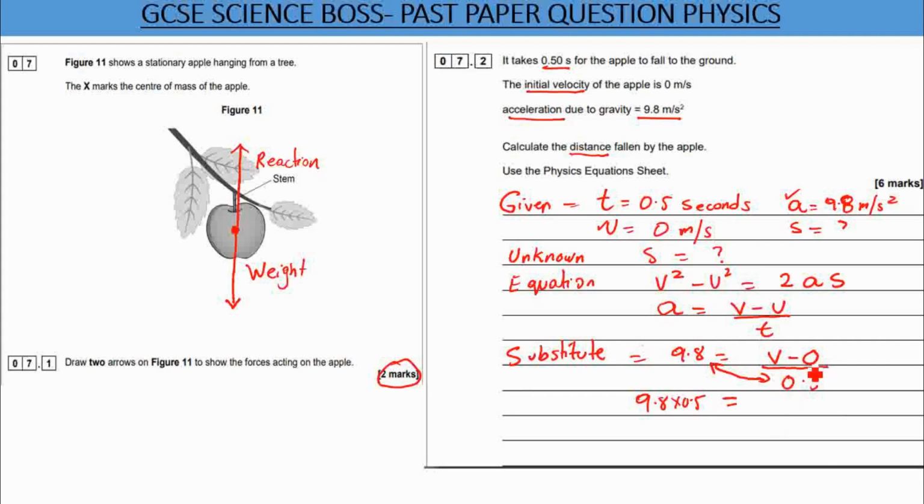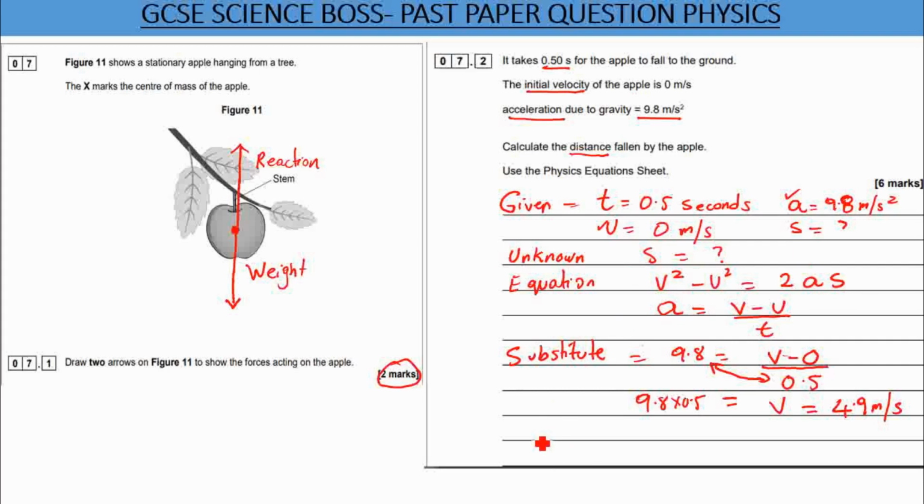All right, is equal to V minus 0, which is going to be equal to V. So whatever our value is for V, that's going to be equal to 9.8 times 0.5. Sorry, V is now going to be equal to 4.9 meters per second. So now we have a value for V. We can go back to our equation and solve for S.